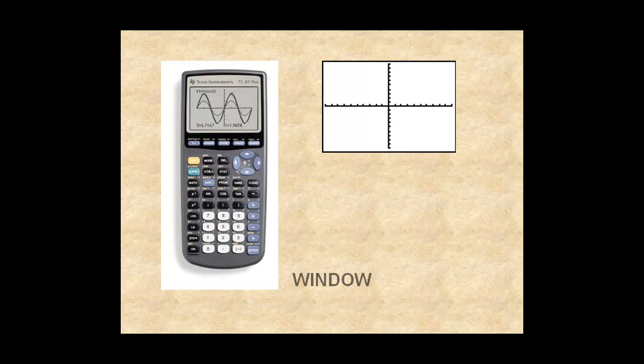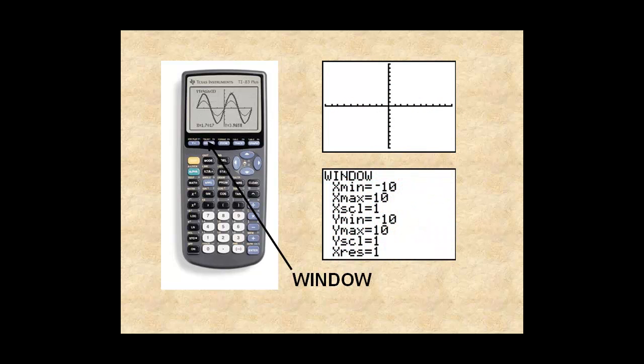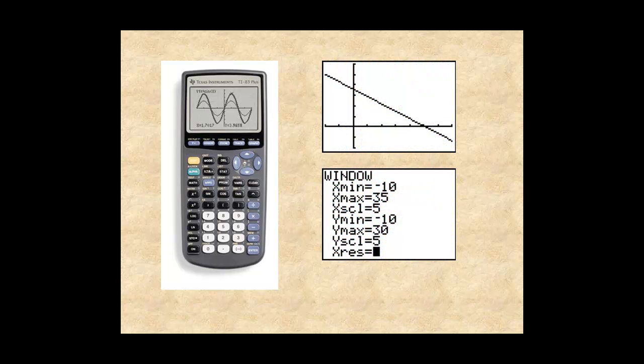If you press the Window key, you can see the standard viewing window is -10 to +10 on the x-axis and -10 to +10 on the y-axis. The graph is blank because the line does not fit in the standard viewing window. In a trial and error process, you adjust the window so the y-intercept and the x-intercept are clearly visible, filling the screen with the graph.